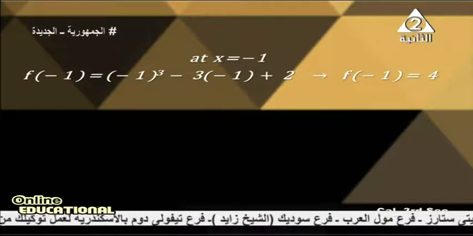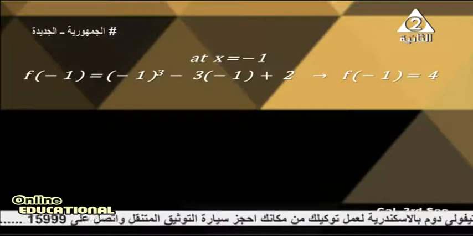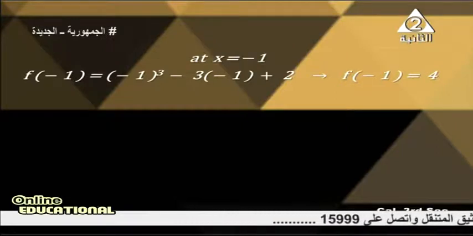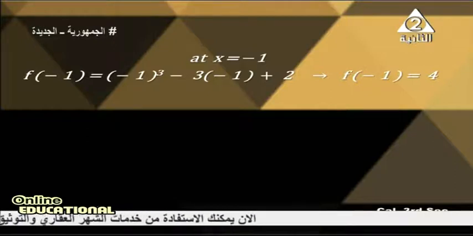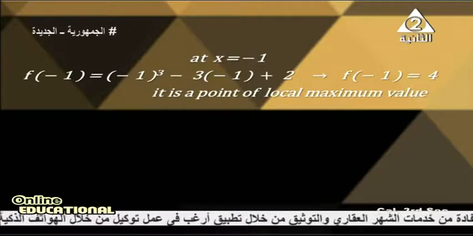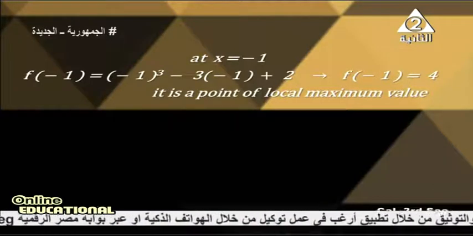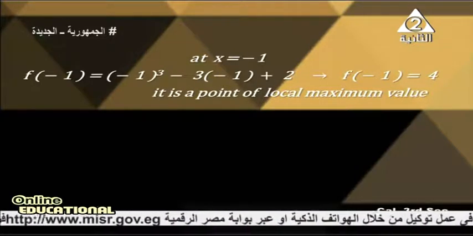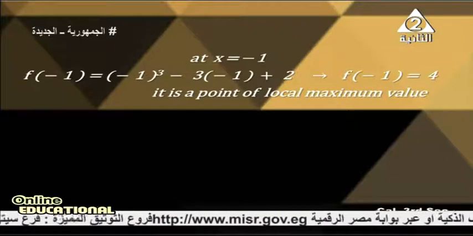At x equal negative 1, f of negative 1 equals negative 1 to the power 3 minus 3 multiply negative 1 plus 2. Then f of negative 1 equals 4. And the point of local maximum is negative 1 and 4. Negative 1 the value of x and 4 the value of y.